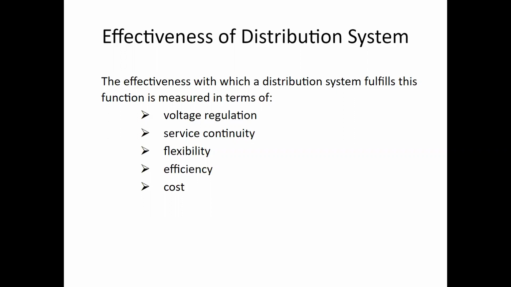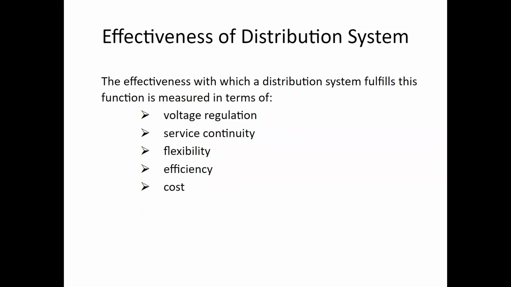Efficiency, of course, is an important part. Because of the resistance of the distribution line, there will be I square R losses and also many other losses. So the design of the distribution system must be such that losses are minimum, so that efficiency is higher. So these are the four important technical parameters related to the effectiveness of a distribution system.